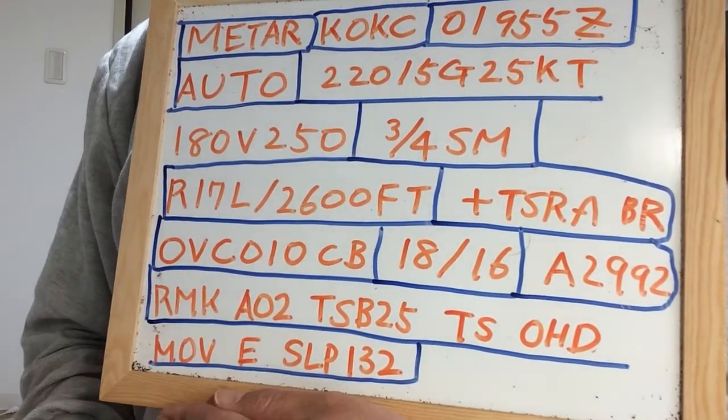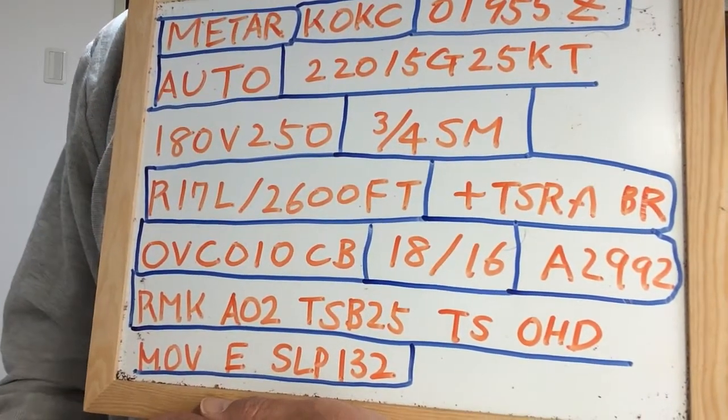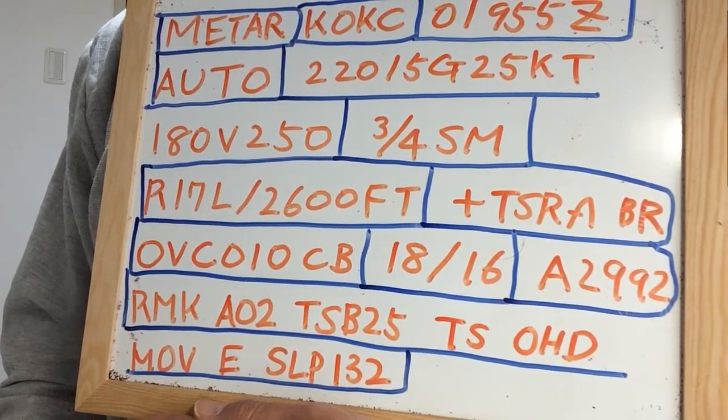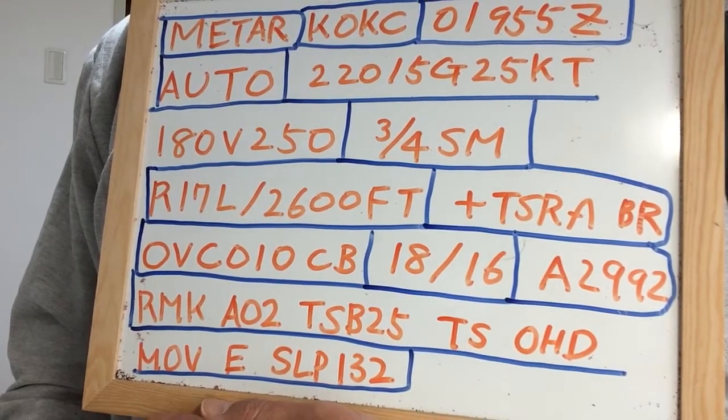Visibility group. The visibility group ends with SM to indicate that the visibility is in statute miles.